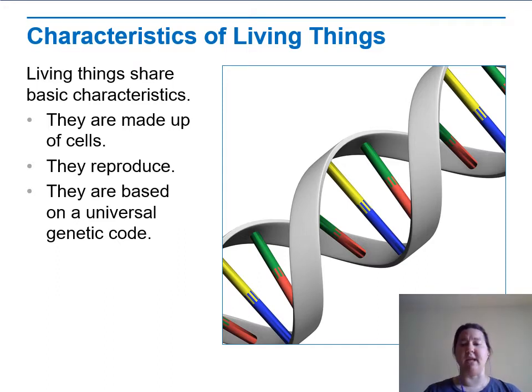And that universal genetic code is DNA, or its cousin or sister molecule, I don't know what you want to call it, RNA, which we're going to get into, okay? But those are the three basic characteristics of all living things.